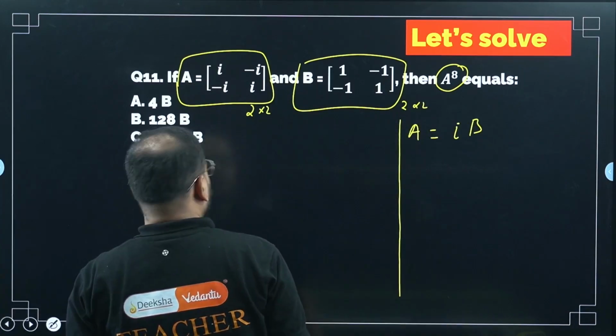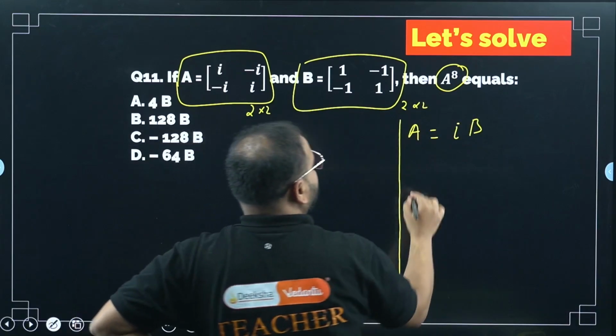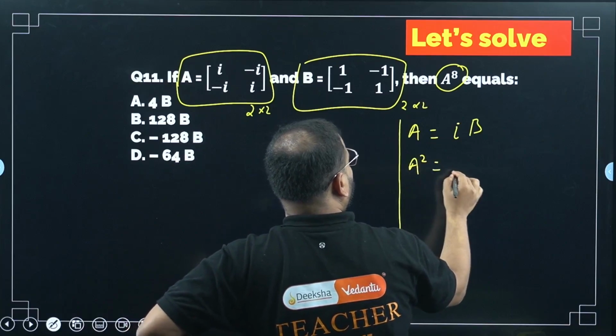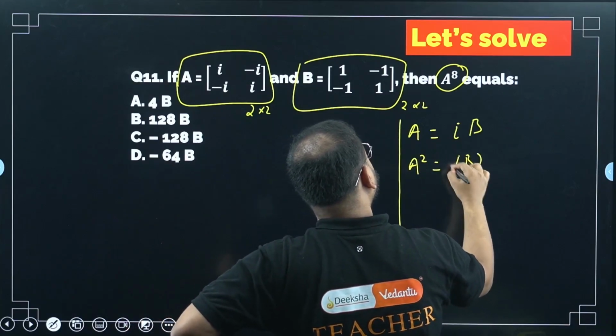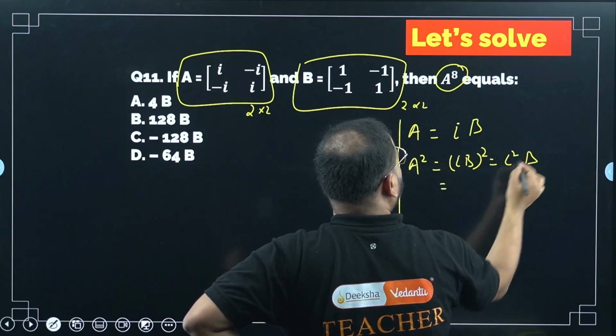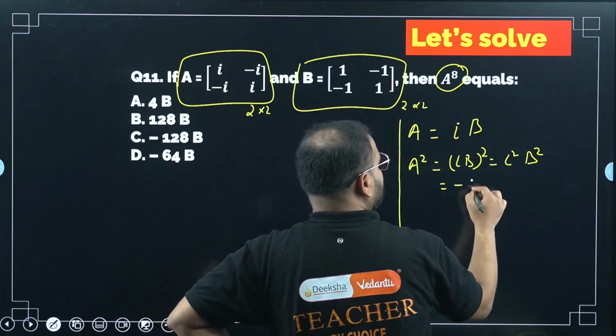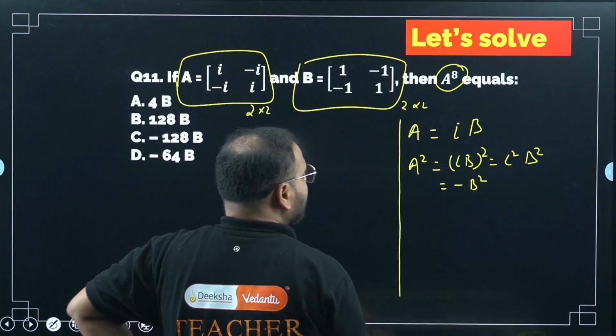Okay, sir. Alright. So I need to take the squares and powers of A. Let's do A square first. I get (iB) the whole square, nothing but i square B square, which is minus 1 times minus B square. Okay, what is my B square?